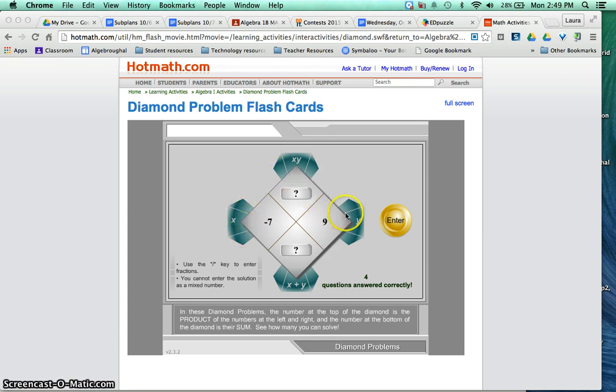Okay, what you see here is a diamond. The diamond, going clockwise starting at the x, says x, xy, which means x times y, y, and finally x plus y. We are given values for x and y in this problem, and what we need to do is fill in where the question marks are.